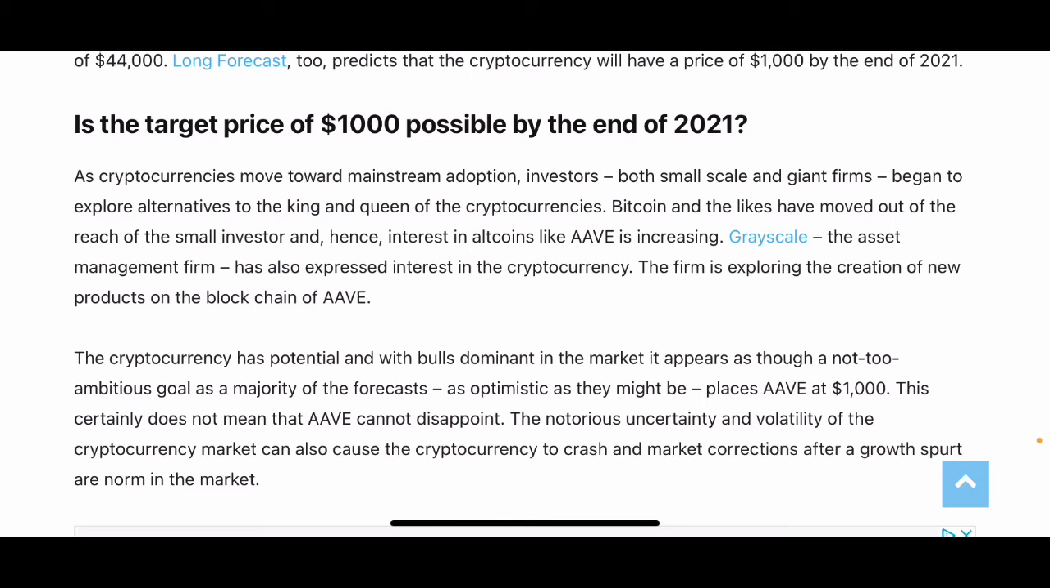The firm is exploring the creation of new products on the blockchain of AAVE, which we know is on the Ethereum protocols, right? But with ETH 2.0 right around the corner, and if you're able to now, like I'm staking my ETH on 2.0, it's just a matter of time as I see it. I'm bullish on AAVE. I'm bullish on Ethereum. They kind of go hand in hand. I know they're not the same thing, but if you believe in one, you might as well believe in the other. At least that's my opinion. So that's what I got for the news article. Let's jump into the charts.